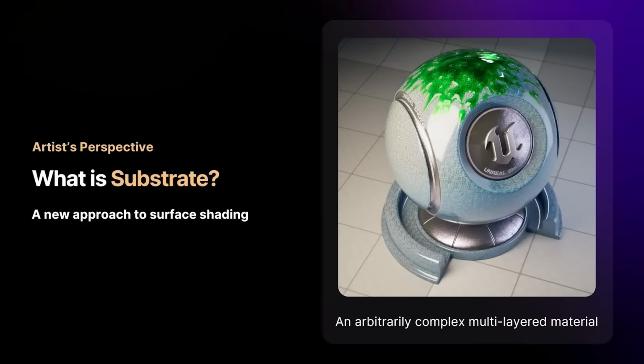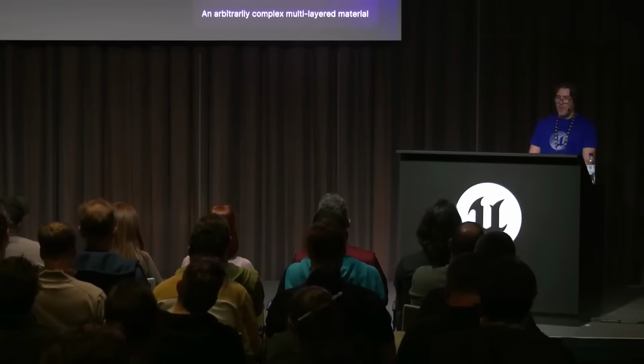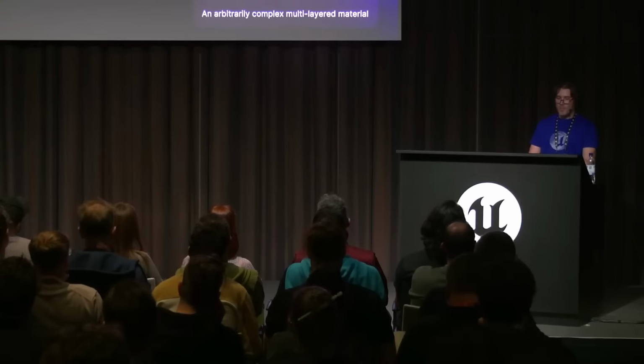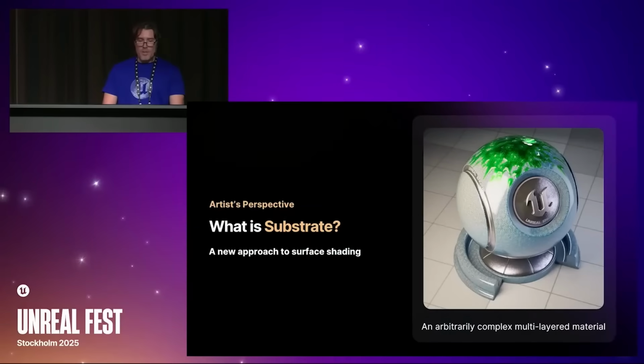Put simply, Substrate is Unreal Engine's new material system, and it fundamentally changes how we think about shading. In legacy workflows, you had to pick a shading model like default lit or subsurface and hope it fit your use case. Substrate removes that restriction. It lets you directly blend in shading behaviors like fuzz, clear coat, or subsurface scattering without switching models or resorting to hacks.